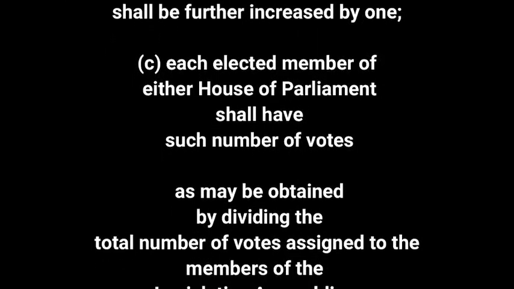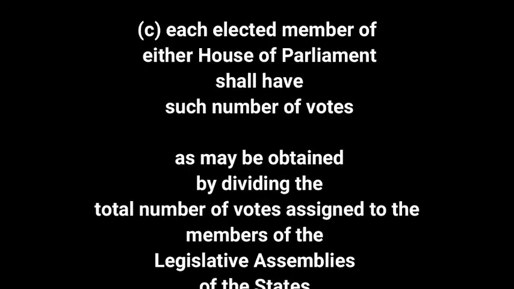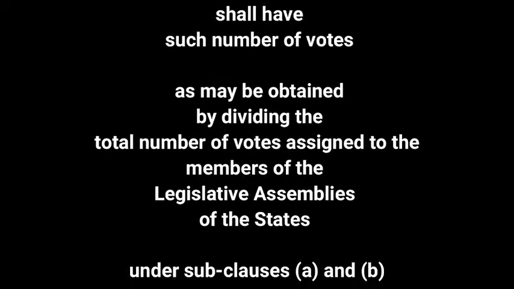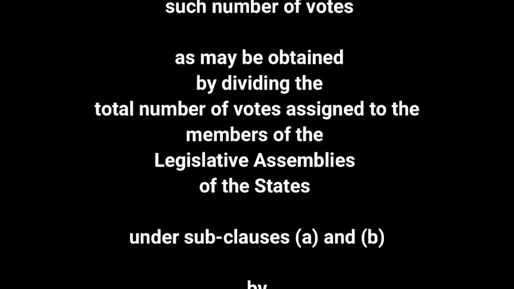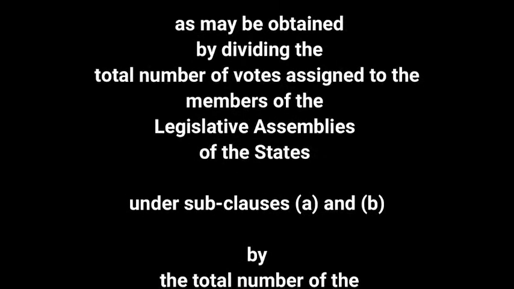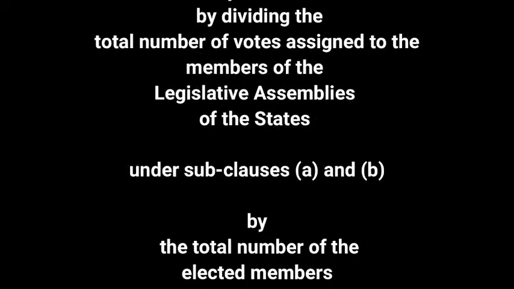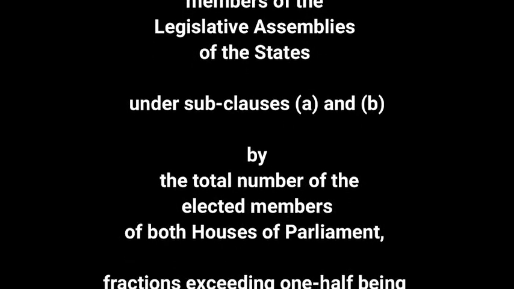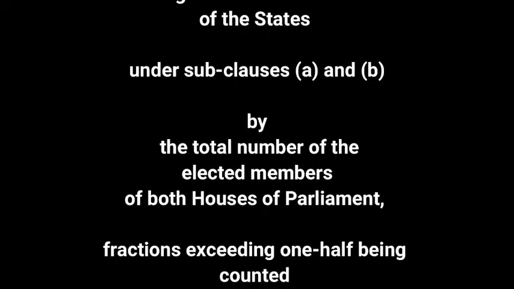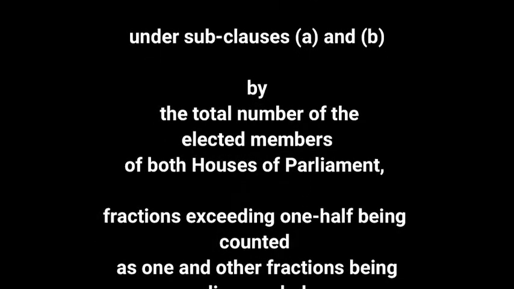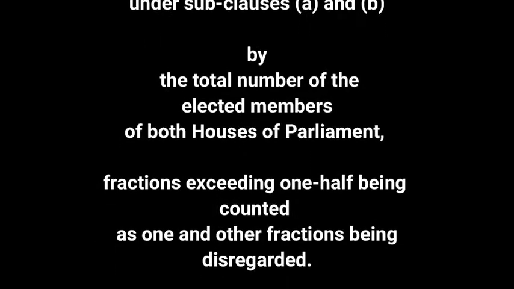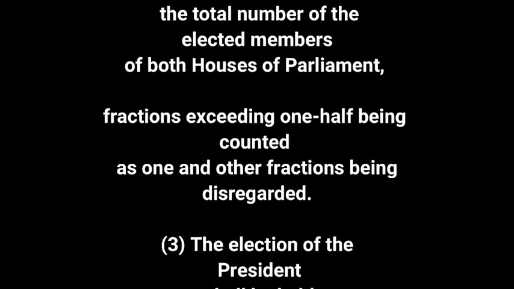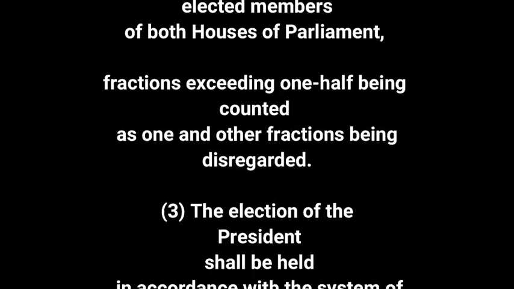c. Each elected member of either House of Parliament shall have such number of votes as may be obtained by dividing the total number of votes assigned to the members of the legislative assemblies of the states under sub-clauses a and b by the total number of the elected members of both Houses of Parliament, fractions exceeding 1/2 being counted as one and other fractions being disregarded.